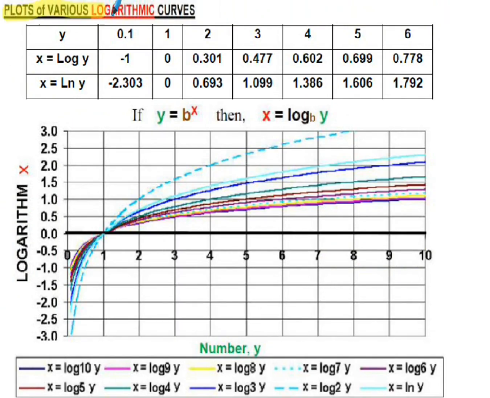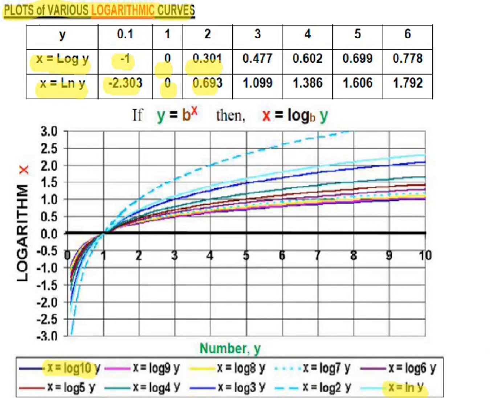So here are plots of the logarithmic curves. We were initially asked to find points on the log to the base 10 curve and x equals ln y, the log to the base e curve. These are the values you should have calculated. I suggest you check your values with the table stated here. In the graph below, we've plotted these two functions, x equals log to the base 10 of y and x equals ln y, on the curve.